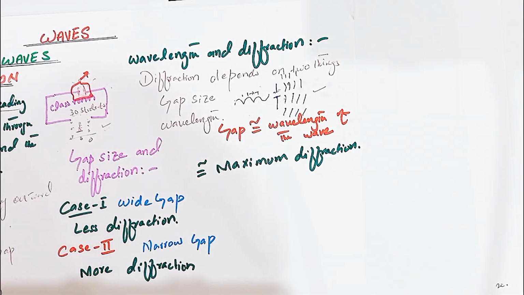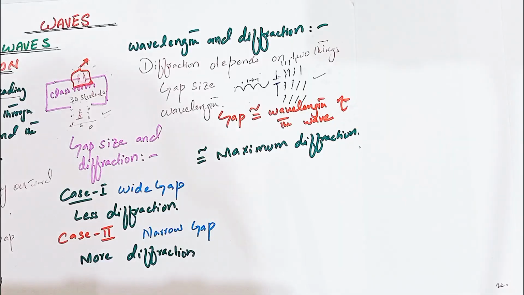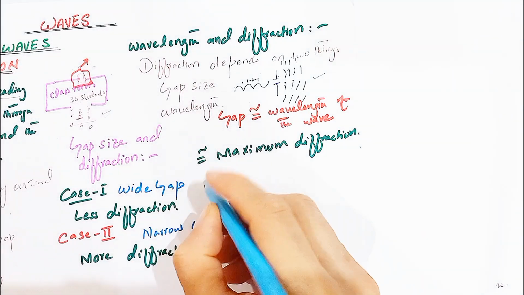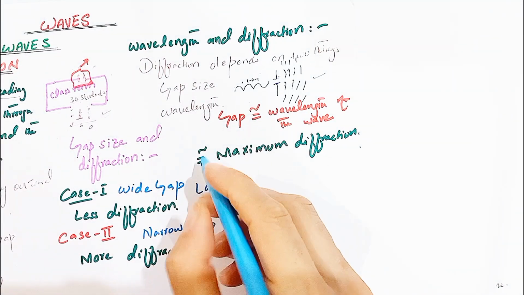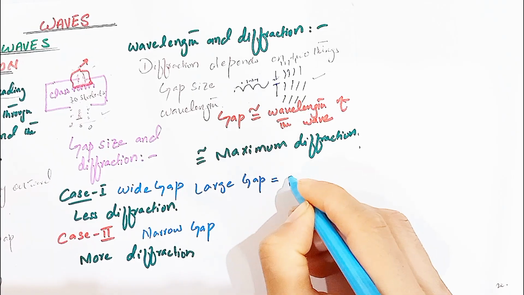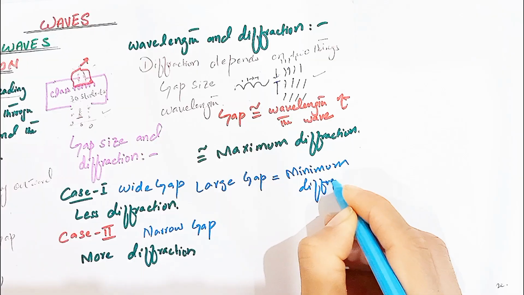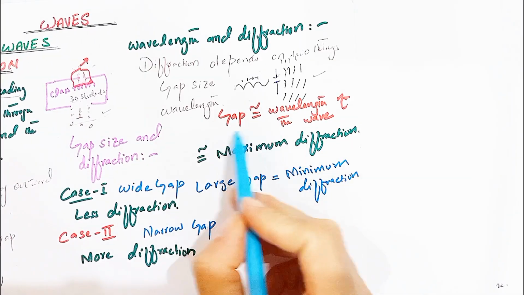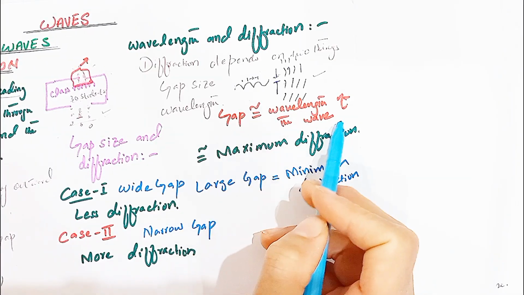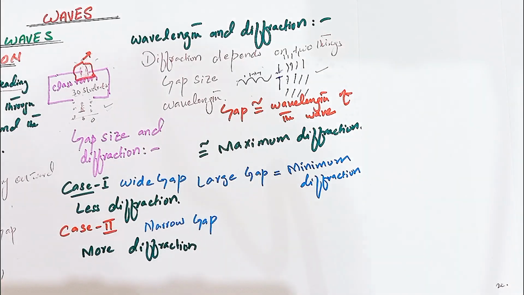Hope you learn this concept. When the gap is larger than the wavelength of the wave, here we take the large gap, so it shows the minimum diffraction. Maximum diffraction only happens when the gap is smaller and equal to the wavelength of the wave. So maximum diffraction. If the gap is large, it shows the minimum diffraction.